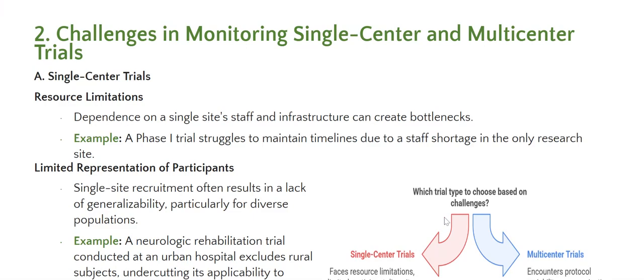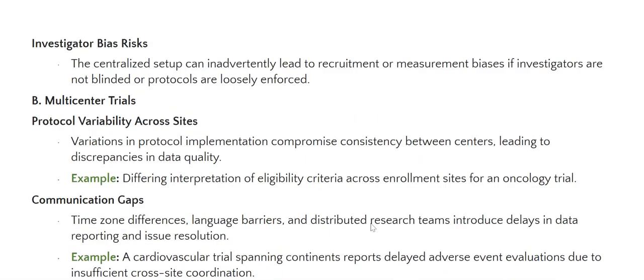Before proceeding, here we have a summarized diagram on which trial type to choose based on challenges. We have here single-center trials, which face resource limitations, limited participant diversity, and investigator bias risks, while multi-center trials encounter protocol variability, communication gaps, and data integrity threats.